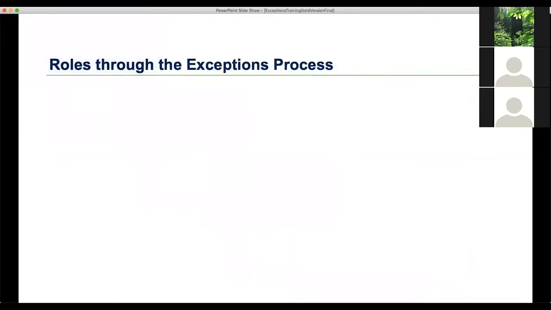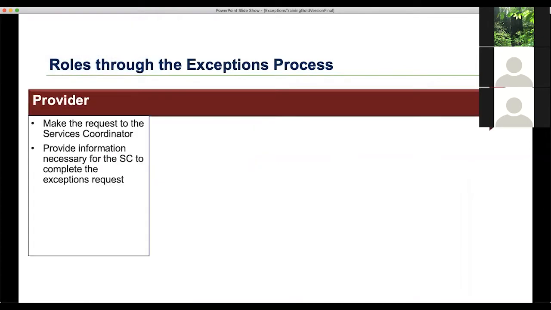So looking at the roles through this process, to be really clear, you'll notice provider, you're the first line, because you probably know better than anybody what it takes to support somebody. You understand the reality of what the support looks like day to day. So you're making that request to the services coordinator, or in non-residential services, the personal agent. And you're providing the information necessary for that request to be complete. So you're really informing the process to a great degree. You are the keeper of much of the answers. So we need you, and your role is very important.